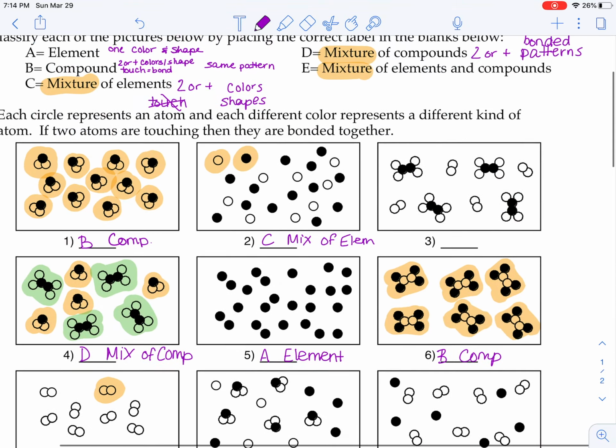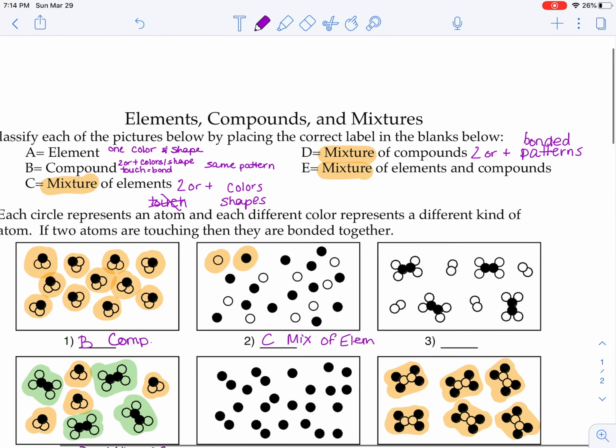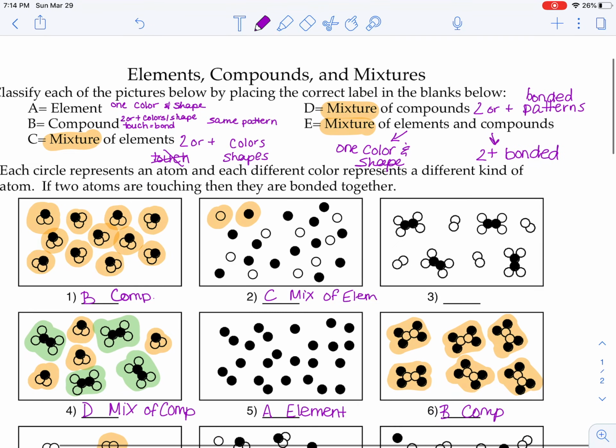All right, let's go back up and see what our next choice is. So now we can have a mixture of elements and compounds. So that means that the elements are going to either all be 1 color and shape, either 1 or 2 pieces together. And my compounds are going to be 2 or more bonded. So hopefully that's everything that I have left, but we'll go through and we'll double check.